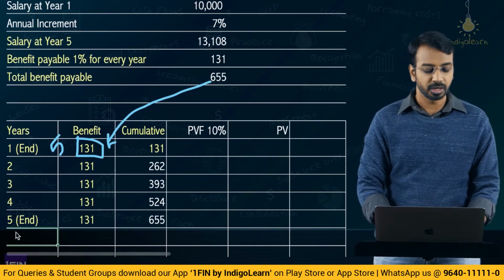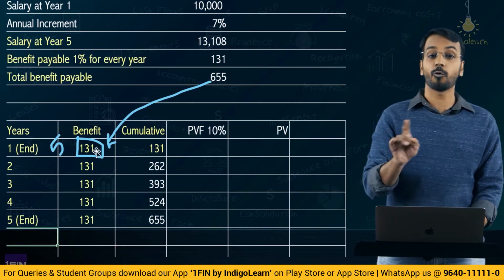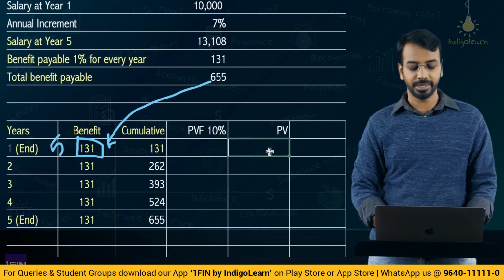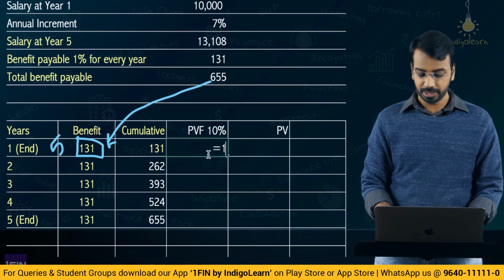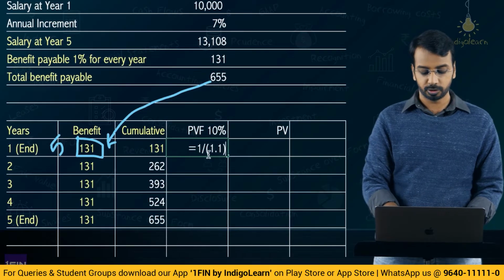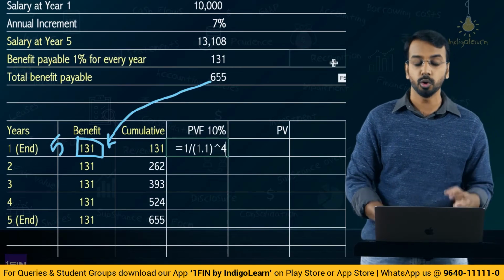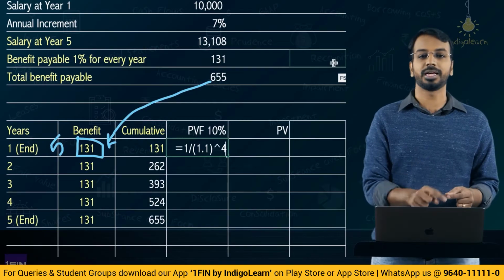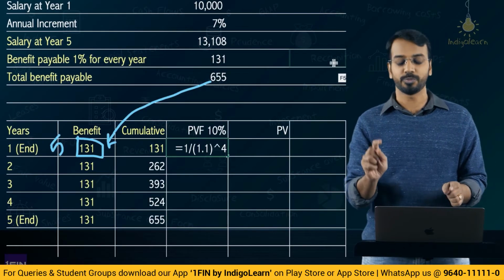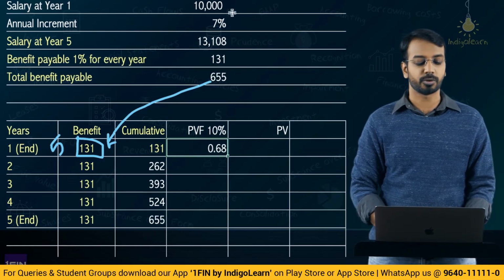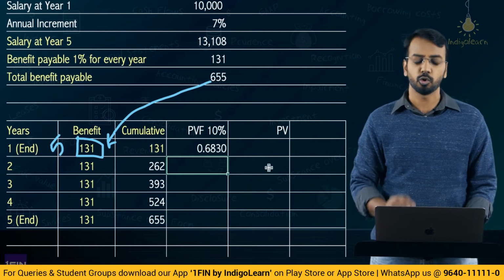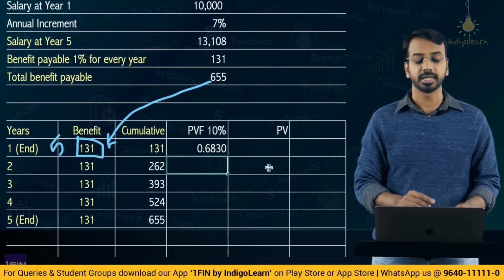periods. So, you have to discount this 131 by 4 periods to arrive at the present value factor and present value, right. So, basically 1 divided by 1.1 to the power of 4 is what you need to do to arrive at the present value of 131, which is payable at the end of year 5. So, the present value factor comes to 0.68. Let me increase the decimals. 0.6830. What does this 0.6830 represent?